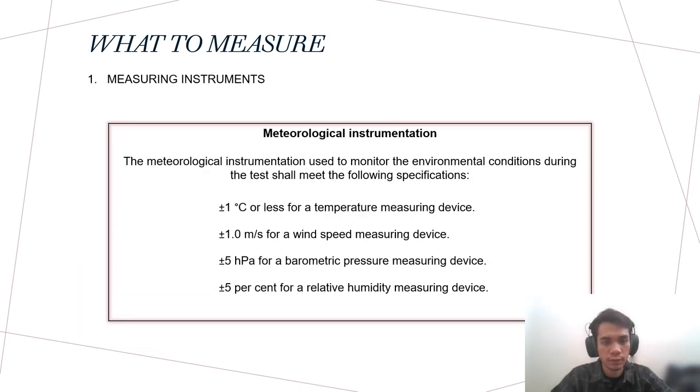Next one is the meteorological instrumentation. The meteorological instrumentation used to monitor the environmental conditions during the test shall meet the following specifications: plus or minus 1 degree Celsius or less for a temperature measuring device, plus or minus 1 m/s for a wind speed measuring device, plus or minus 5 hPa for a barometric pressure measuring device, and plus or minus 5% for a relative humidity measuring device.